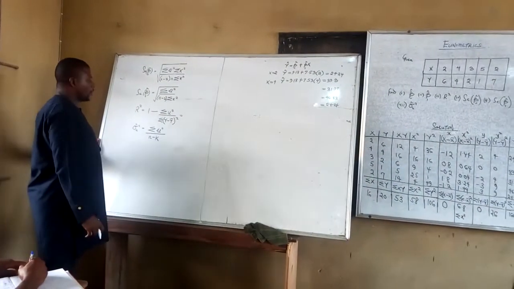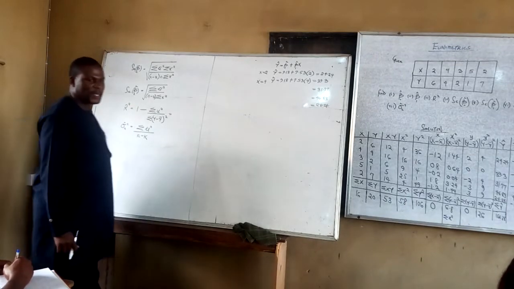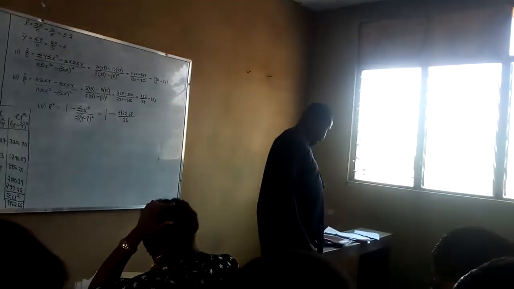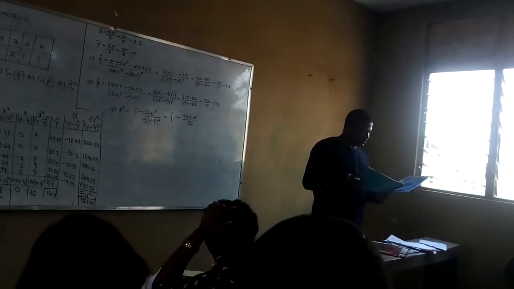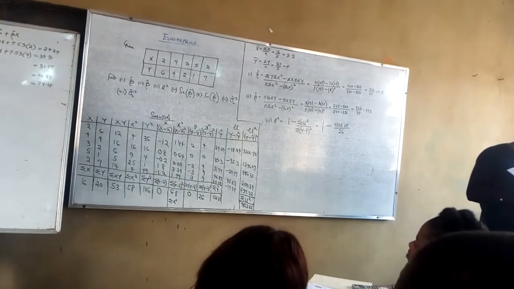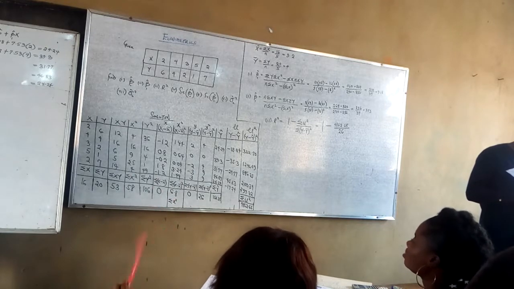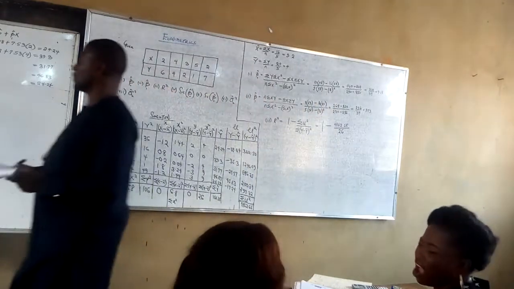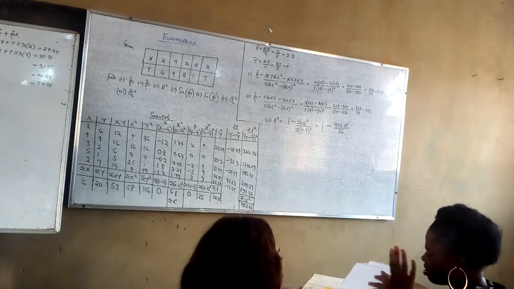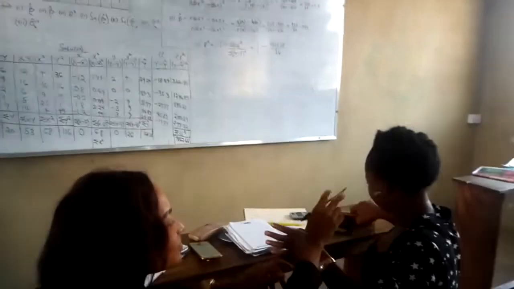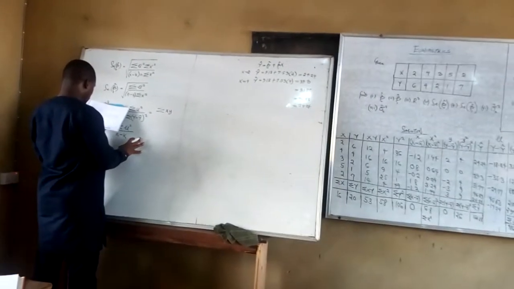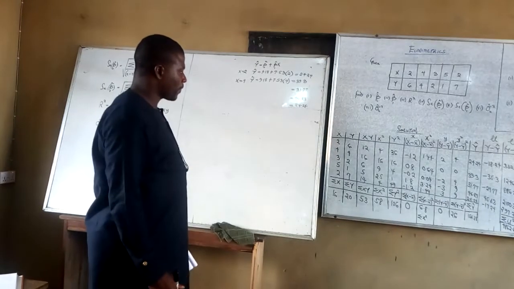Apart from this formula, you guys should be able to check R square. That one that I did in the R square, not the first one, the second one. I'm going to start.